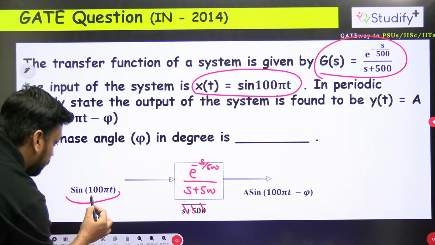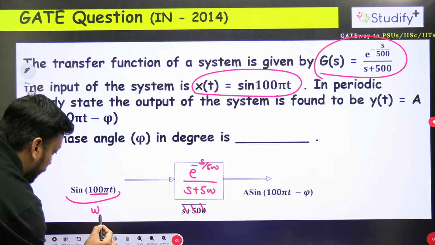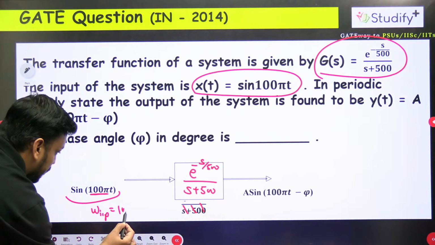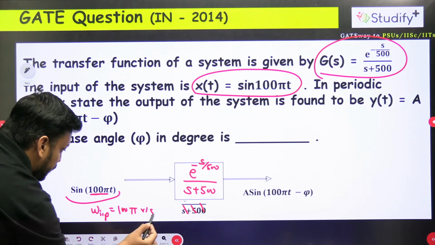So what is omega input, beta? Is omega input 100 pi? Omega input is nothing but 100 pi, 100 pi radian per second. Yes, sir. Omega input.